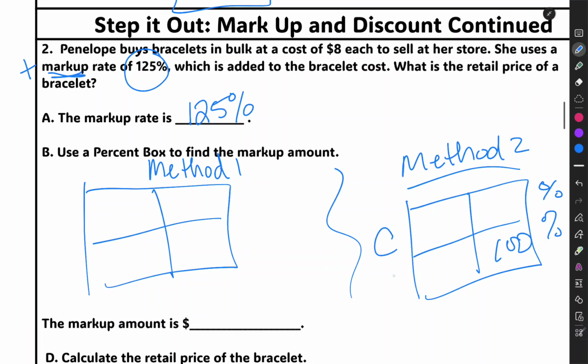Okay, so what I want you to do is pause this video. I want you to solve it using one of the methods. It doesn't matter which method you use. And then check your answer, okay? So do that now.